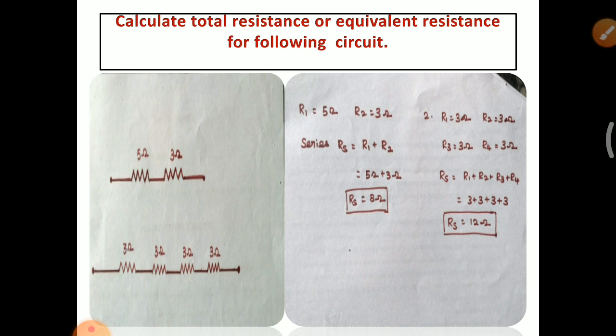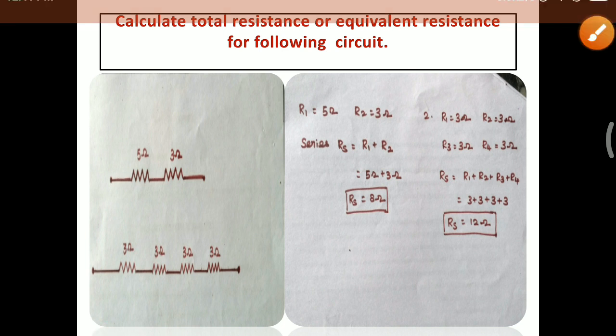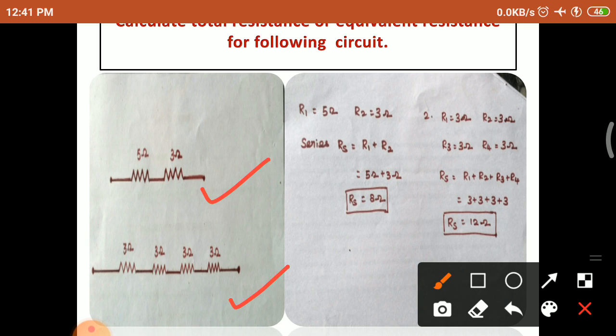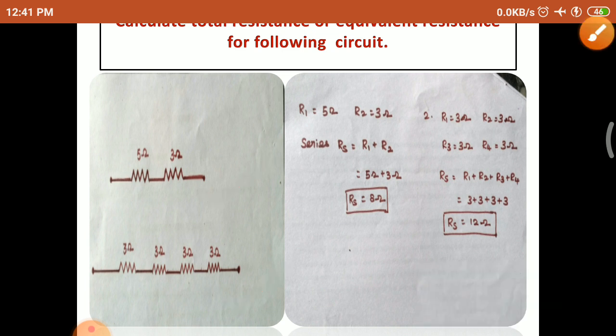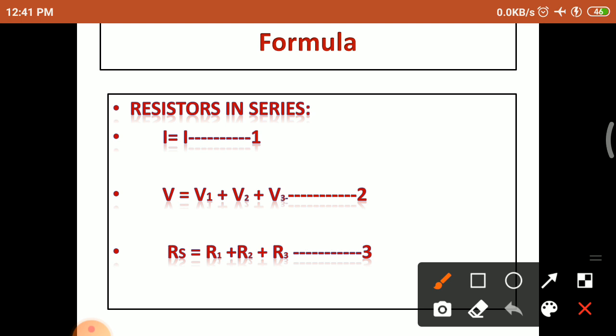Calculate total resistance or equivalent resistance for the following circuit. First you have to see the circuit. The given circuit is a series combination. So how to calculate the total resistance or equivalent resistance? In the last slide, we know that the equivalent resistance formula for series combination is Rs equal to R1 plus R2 plus R3.